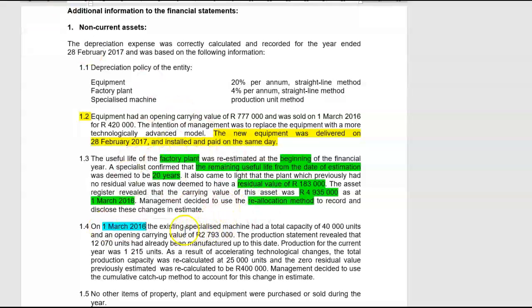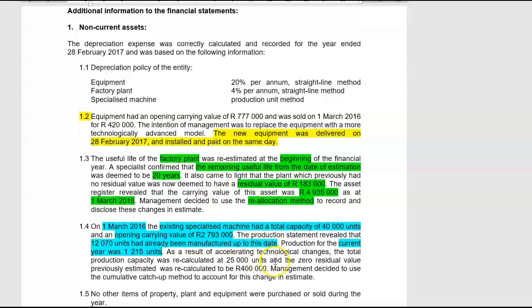Then they tell us on 1 March 2016, and this is the beginning of the current financial year, the existing specialized machine had a total capacity of 40,000 units and an opening carrying value again of 2,793,000. The production statement revealed that 12,070 units had already been manufactured up to this date. And what was this date? 1 March 2016. What does that represent? The beginning of the current financial year. Production for the current year was 1,215 units.